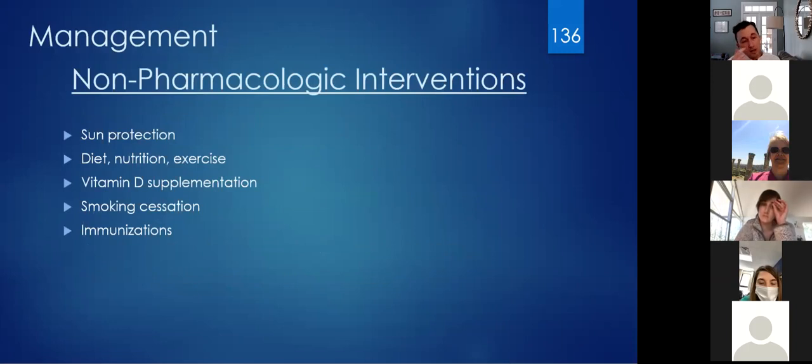But it's not all just medicines, okay? There are a lot of non-pharmacologic interventions we need to be thinking about in our lupus patients. They got to stay out of the sun. Like I said, it's not just that they're sensitive, it's that it actually stimulates their immune system. Diet, nutrition, and exercise are important for a multitude of reasons. One, if these patients have lupus nephritis, or if they've got a protein-losing enteropathy, they're going to be really malnourished, and they need to have proper nutrition for that.